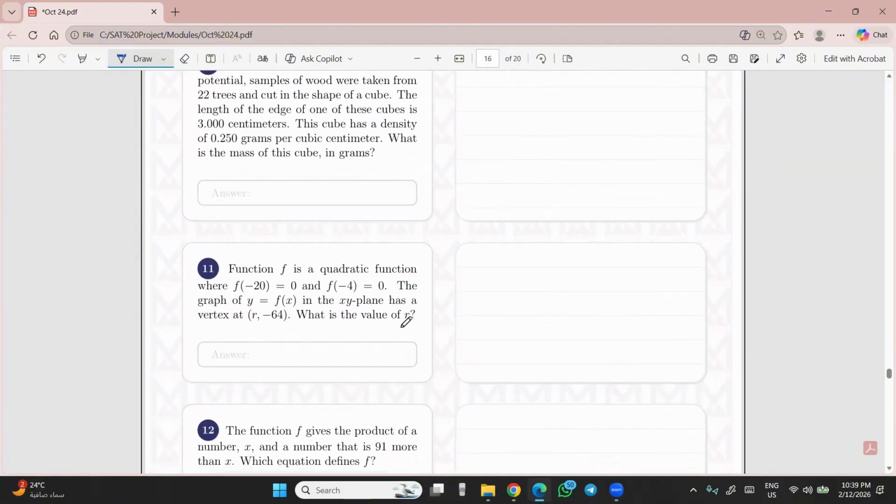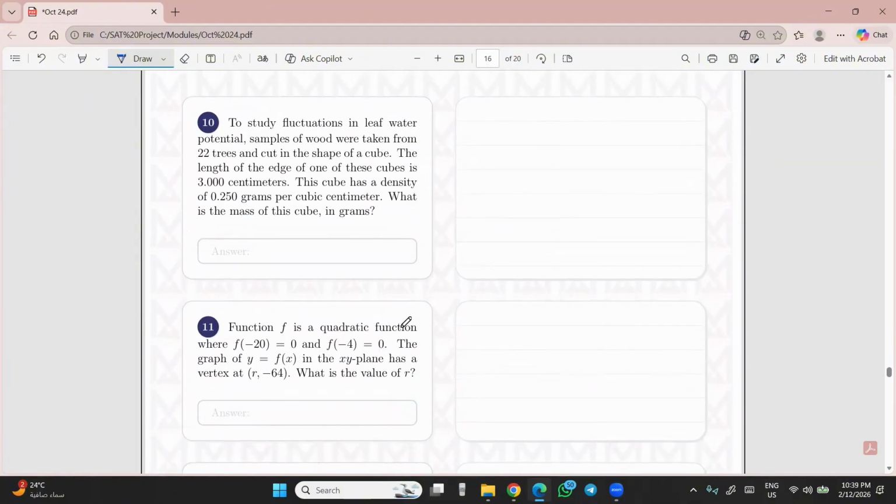Question number 10, to study fluctuations in leaf water potential, samples of wood were taken from 22 trees and cut in the shape of a cube. The length of the edge of one of these cubes is 3. This is 3 because it's not 3,000. This is just a point. So 3 centimeters. This cube has a density of 0.250 grams per cubic centimeter. What is the mass of the cube in grams?